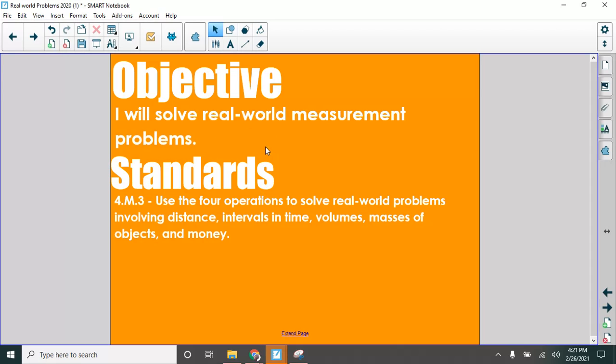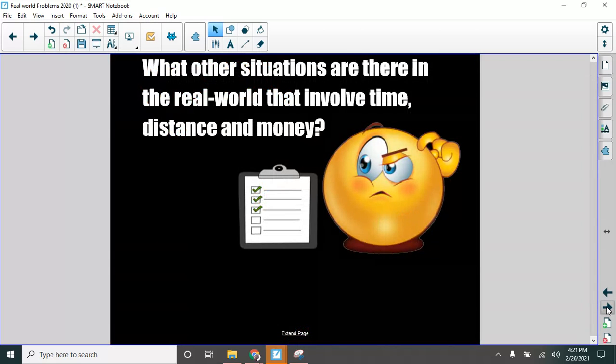When we talk about measurement, we can measure all of these things. Distances, intervals, we might even see some volumes, like milliliters and liters. Masses, that's going to be kilograms and grams. And money, all of these operations. We could be dividing, multiplying, subtracting. Who knows? Let's think about some other situations.